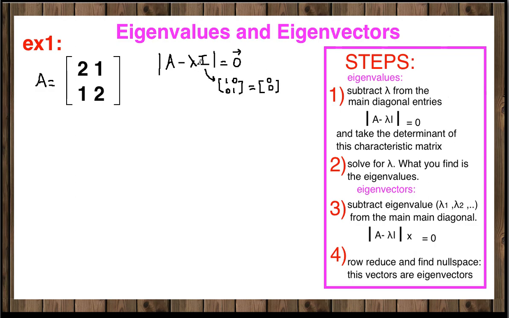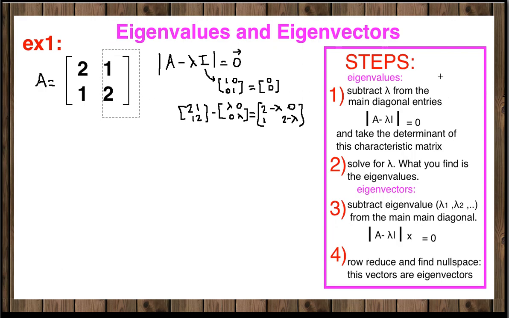And if we multiply lambda by identity matrix, what we get is lambda 0, 0, lambda. And if we subtract A minus lambda I, which is going to be 2, 1, 1, 2, minus this, it will be 2 minus lambda, 0, 1, and 2 minus lambda. So technically, we can directly subtract lambda from the main diagonals. So what we did was subtracting lambda from each entry of the main diagonal, which is our step 1.